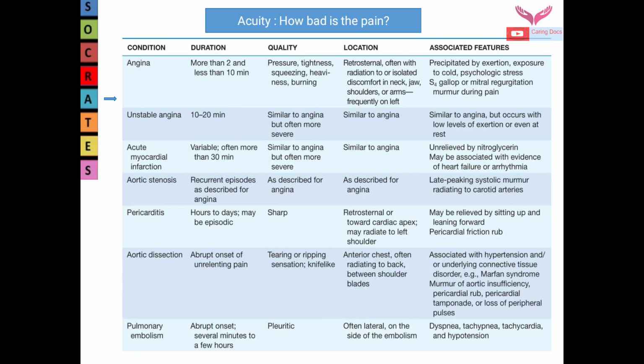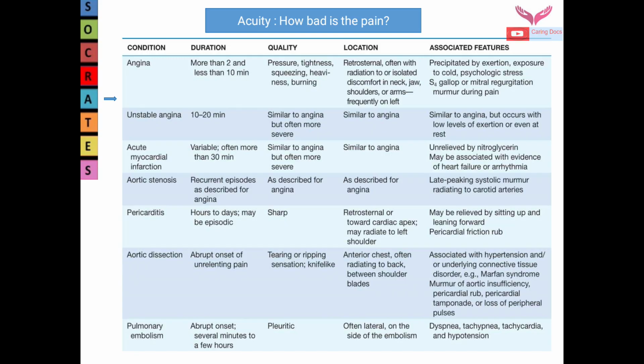Pain of aortic dissection has an abrupt onset, tearing or ripping in nature, knife-like. It is usually in the anterior chest, often radiating to the back between the shoulder blades. It is associated with hypertension and or underlying connective tissue diseases like Marfan syndrome. Murmur of aortic insufficiency can be heard. Pericardial rub, pericardial tamponade, loss of peripheral pulses can be felt, can be seen.